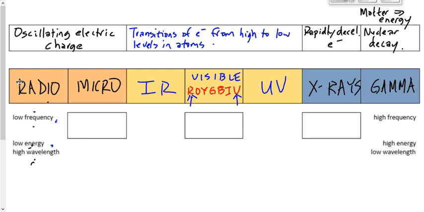There are 7 different types of EMR. You could be given any frequency or any wavelength or any energy, and you have to tell me what type of EMR that is. That's 21 different ranges of frequency, energy, and wavelength that you've got to be familiar with in order to identify what it is.